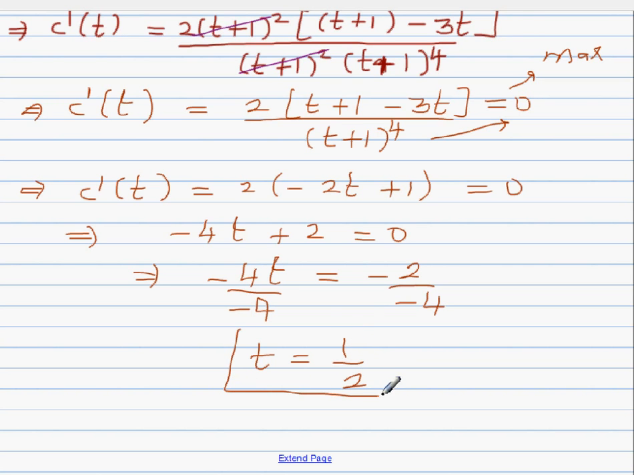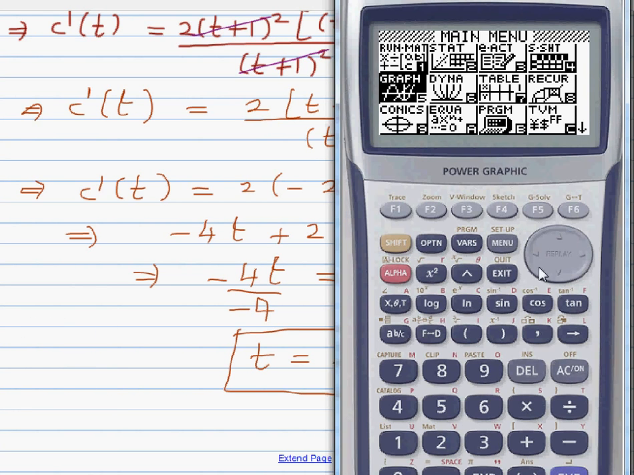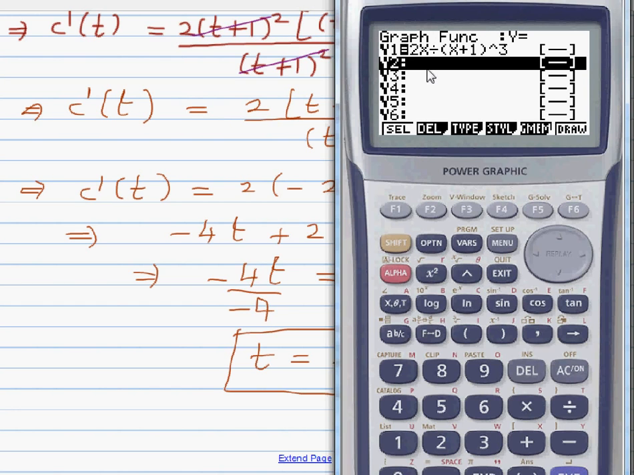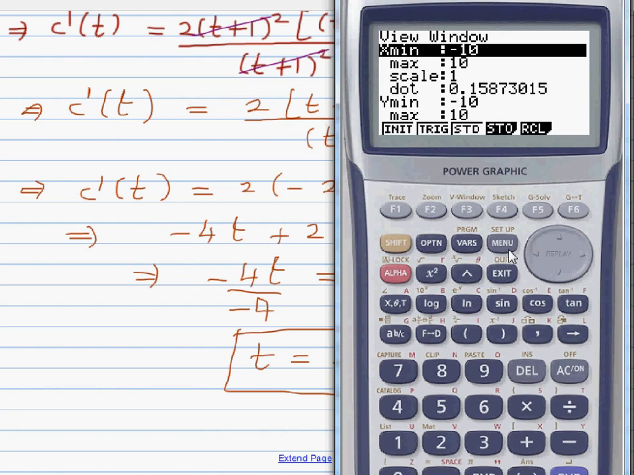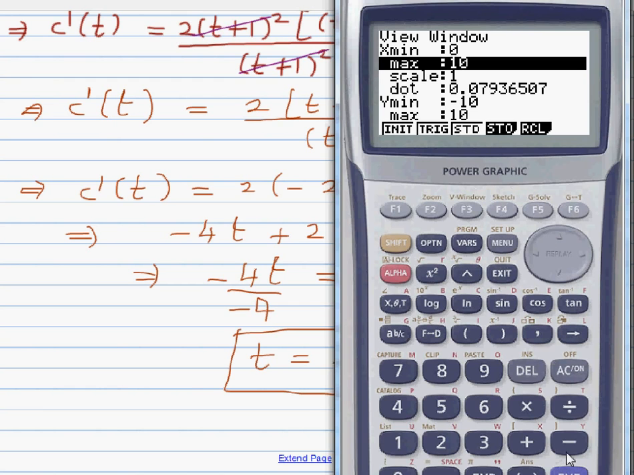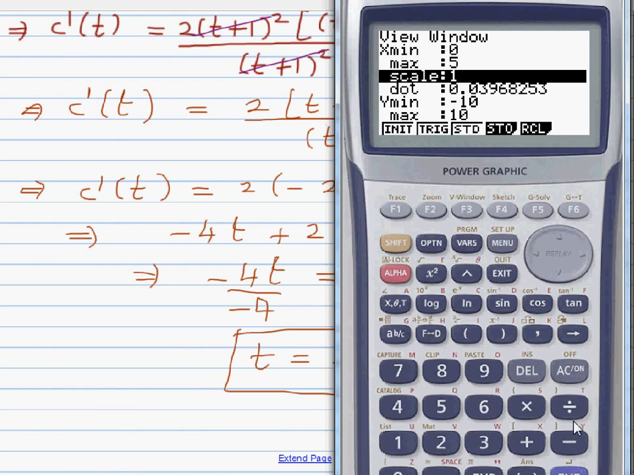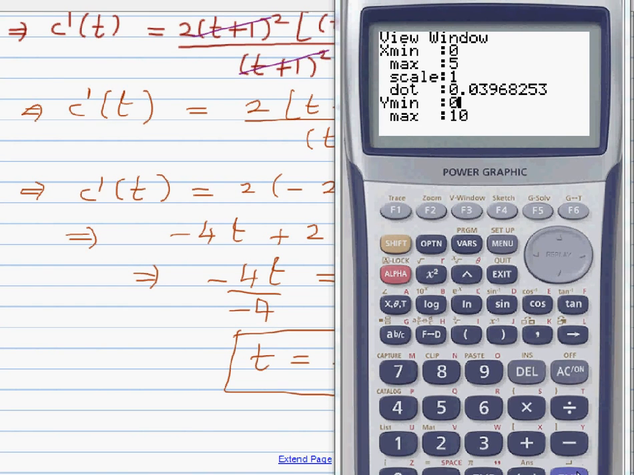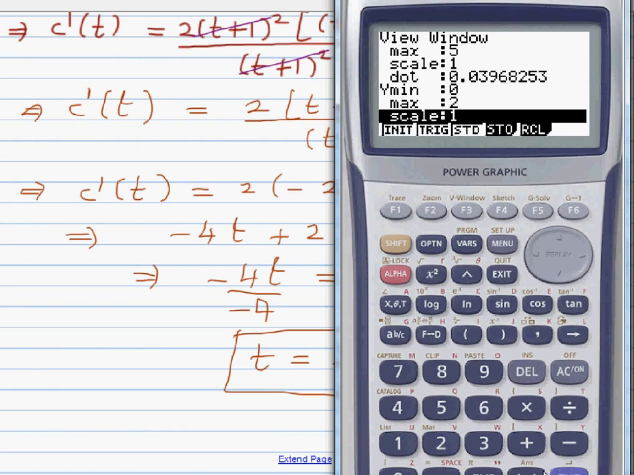Now you can check this on a calculator. Let me bring my calculator out. I've already drawn the graph. This is 2t divided by (t plus 1) the whole cube. I've set the scale for x from 0 to, let me go up to 5 days, and for y from 0 to 2 with a scale of 0.2, and see how the graph looks. Exit and then draw it.